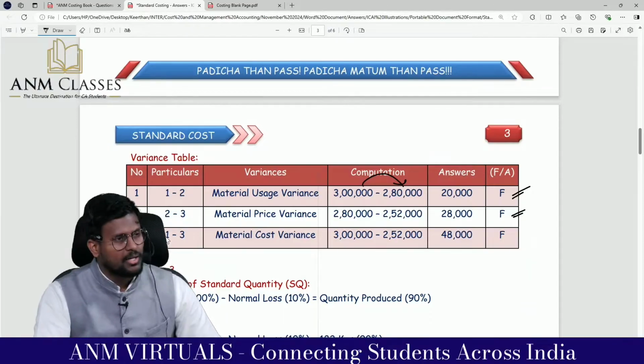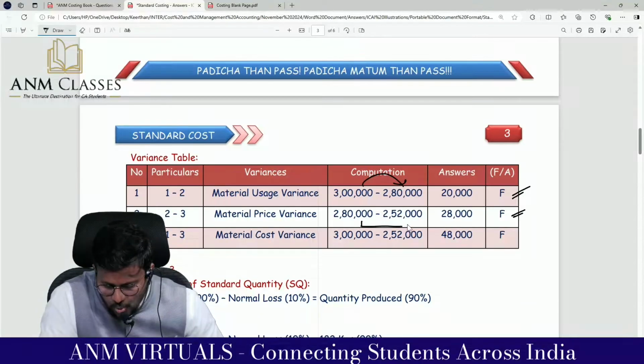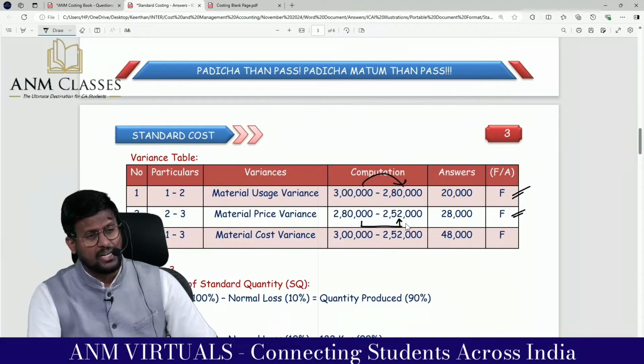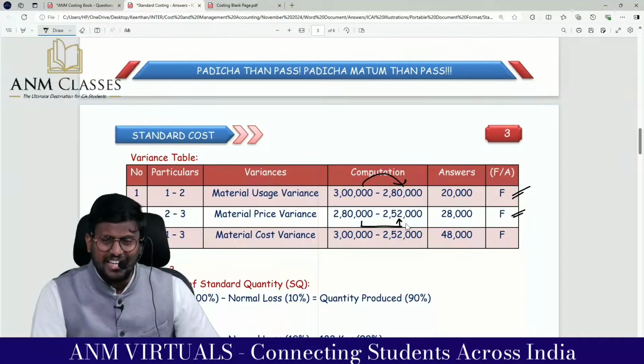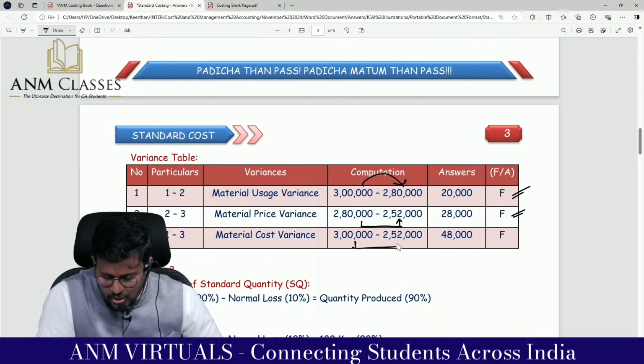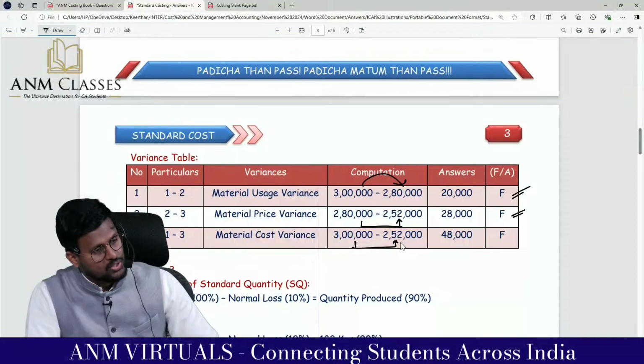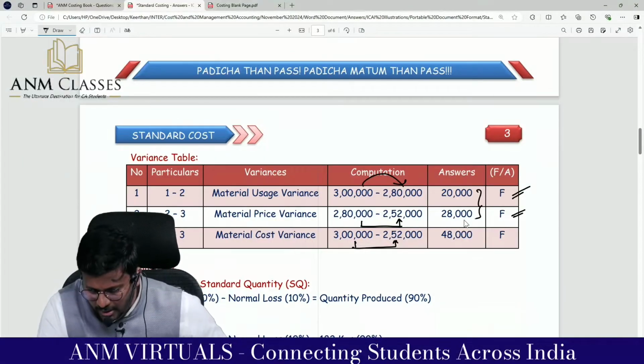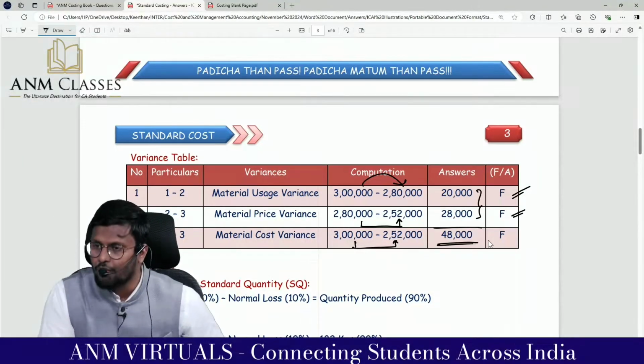2 minus 3, material price variance: 2,80,000 minus 2,52,000 is 28,000. Material cost variance: 3,00,000 minus 2,52,000 is 48,000, which is nothing but 20,000 plus 28,000, comes to 48,000.